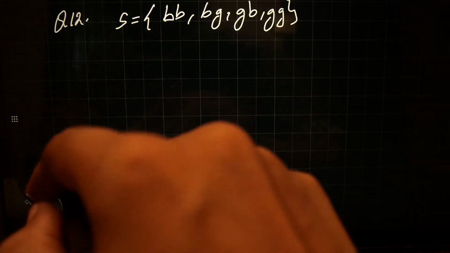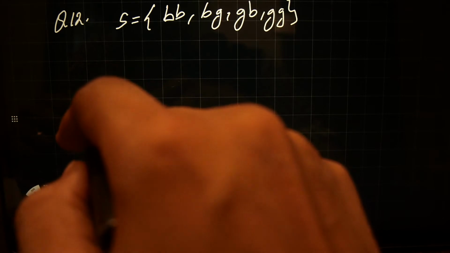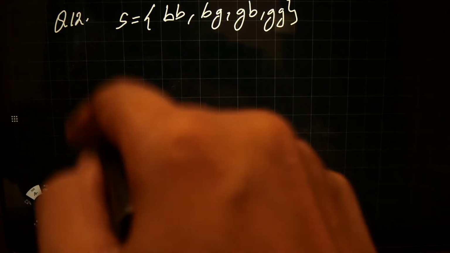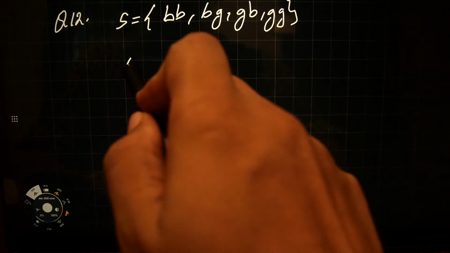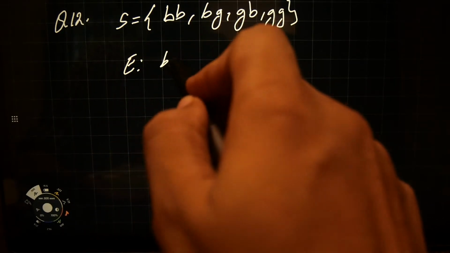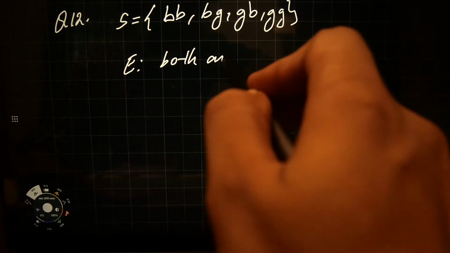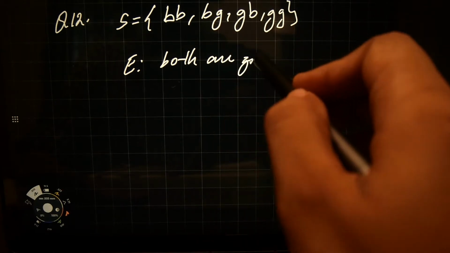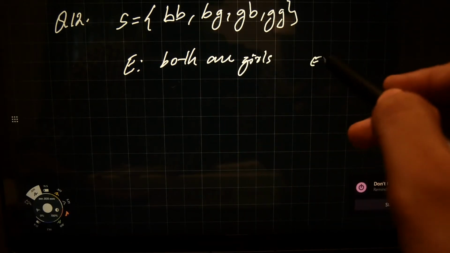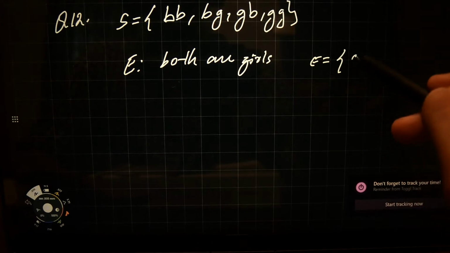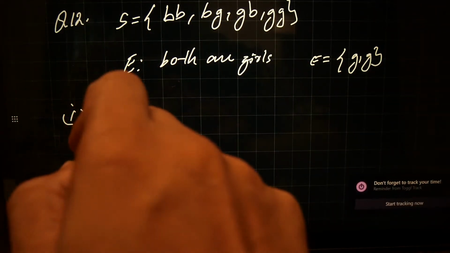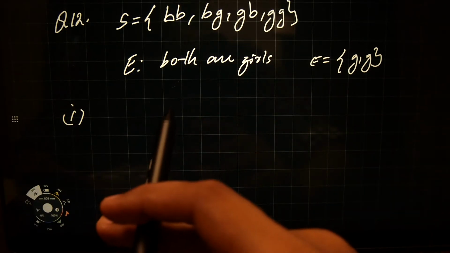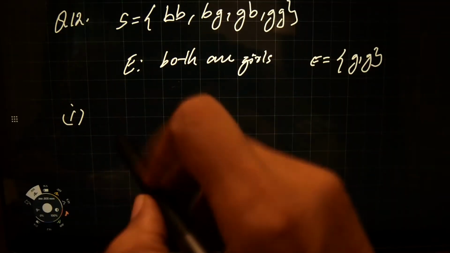If a family has 2 children, what is the conditional probability that both are girls? That is the probability you have to find out. So that is the probability both are girls. That is, E will be GG. So what is given? Given means F. The condition F is the youngest is a girl.